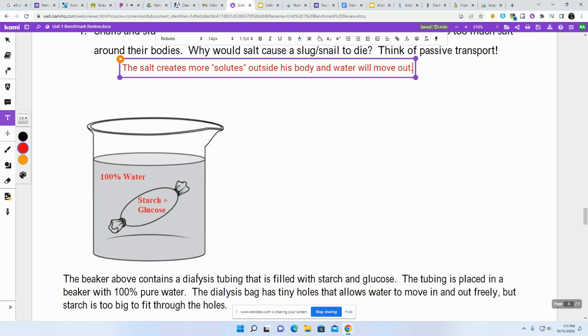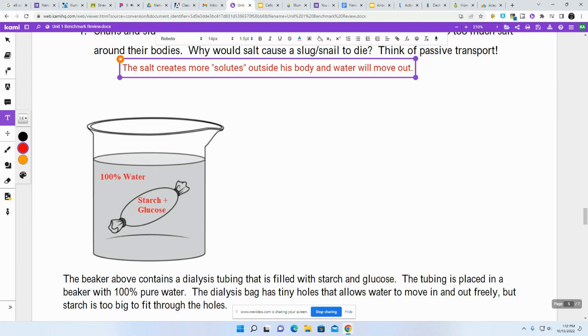All right, the beaker above contains dialysis tubing that has tiny holes in it that allow glucose to move in and out of the bag. Water can move in and out of the bag. Starch cannot because it's too big, so it's stuck in the bag. It can't get out, and it can't go in either.